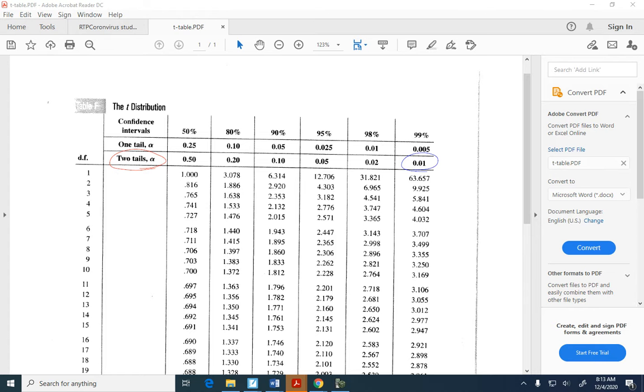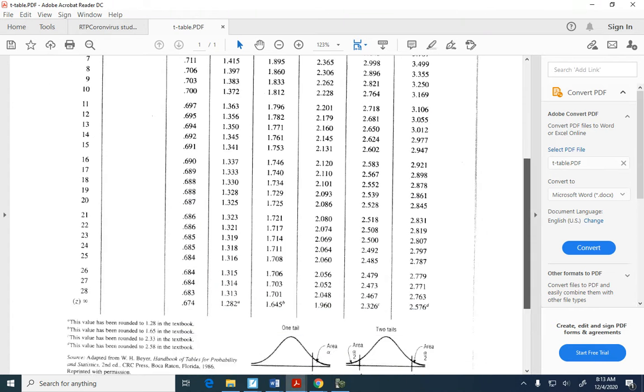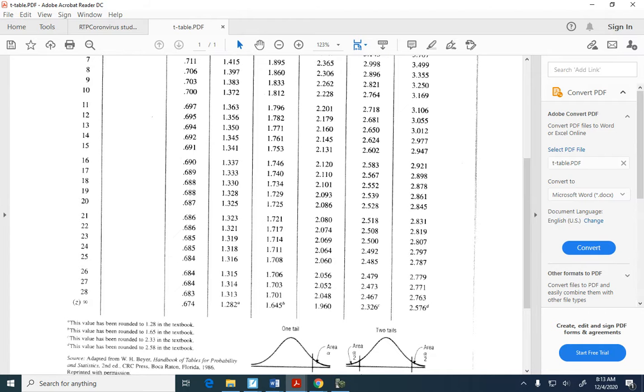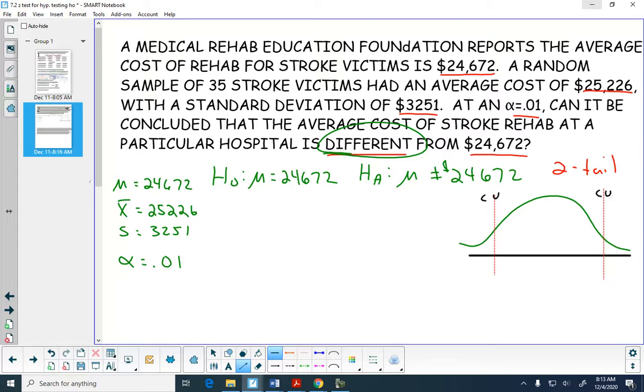To find our critical values, we stretch this all the way down to our z value, which is down here at the bottom, 2.576. And once again, if you use 2.58, that is fine, but I'm going to use 2.576. And over here, we have a negative 2.576. Those are our critical values from our table.